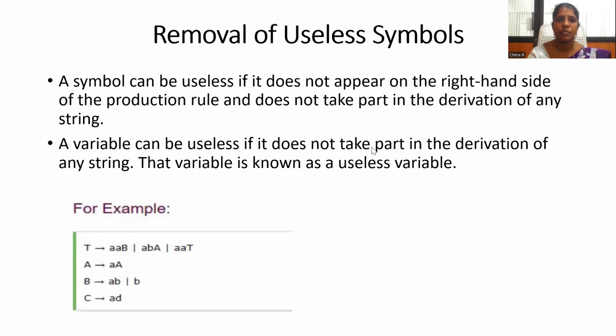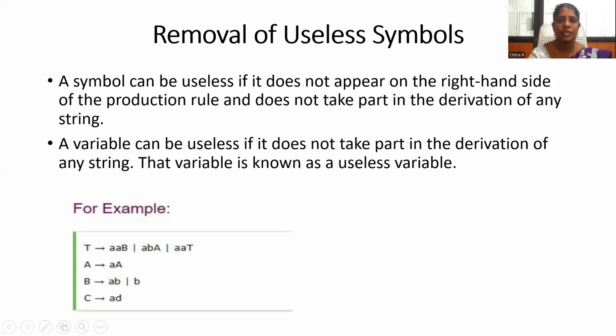First, we'll consider the removal of useless symbols. What do you mean by useless symbol? Any variable that will not derive a terminal symbol is called useless. The second thing is any variable that will not be reachable from the starting symbol is also called a useless symbol. So there are two categories: the first is the not reachable one, and the second is any variable that does not derive a string.